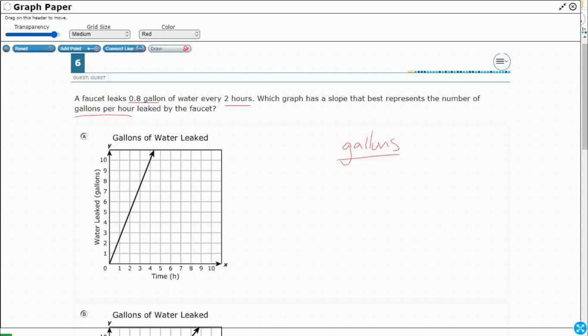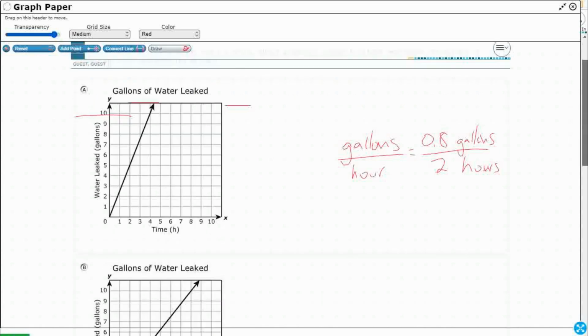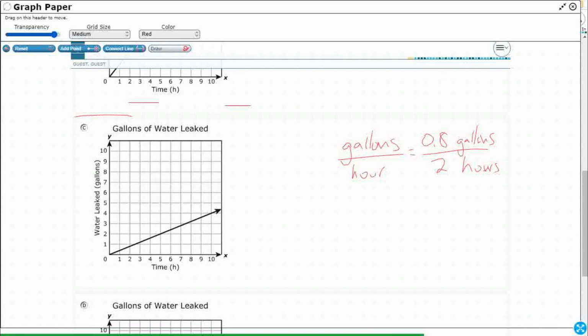So gallons per hour can kind of be represented by this, right? And we have so far 0.8 gallons over 2 hours. That's what they've given us. You know what, we could use this if we really wanted to, because we could just look at the 2 hours, but it'd be nice to see what the unit rate is. And thankfully they all kind of start at the origin.